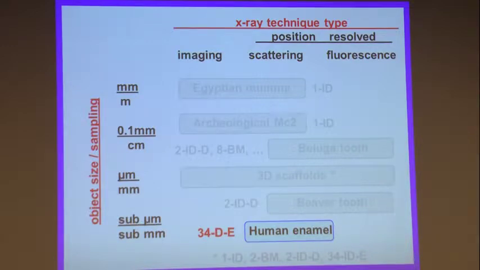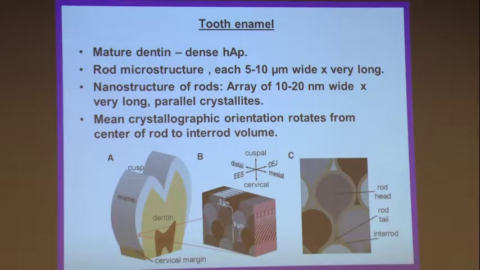Now, the last example is of human enamel, which is actually a very fascinating material. In mature enamel, that's type O, has dense hydroxyapatite, 95–97% dense. It consists of a rod microstructure. Each of these rods is 5 to 10 microns wide and very long. The nanostructure of the rods is an array of very small parallel crystallites.